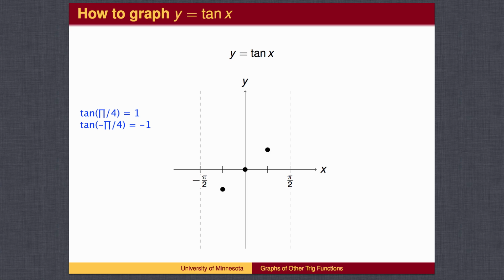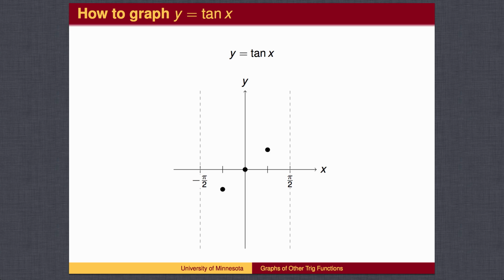At negative pi over 4, we get the same result, except that the sine value is negative, while the cosine value remains positive, and therefore the tangent of negative pi over 4 is negative 1. Now, back to what is happening near pi over 2 and negative pi over 2.